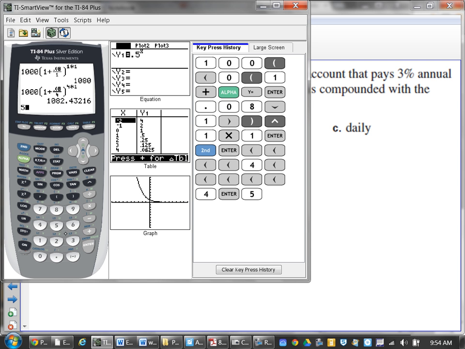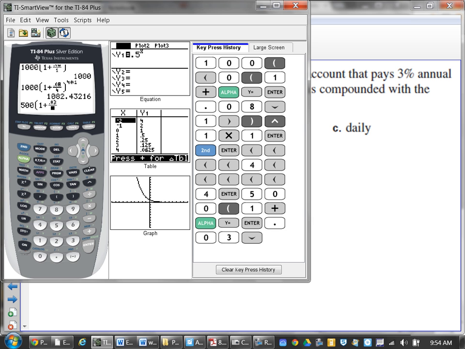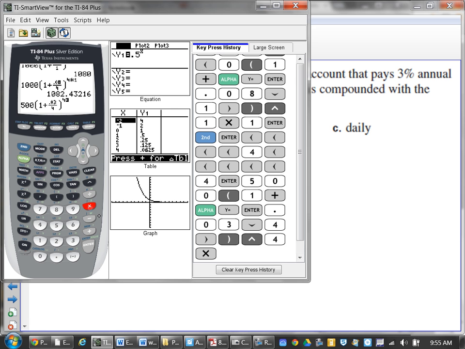So let's see, 500 parentheses 1 plus equals. No, 53. Oh, it's 530, my bad. Actually, $530.80. That's why you always double check, because he's wrong. Don't let him do your taxes. I didn't even notice that.